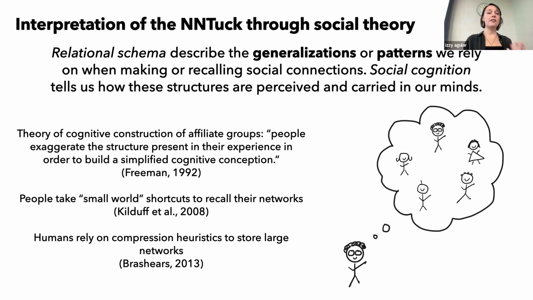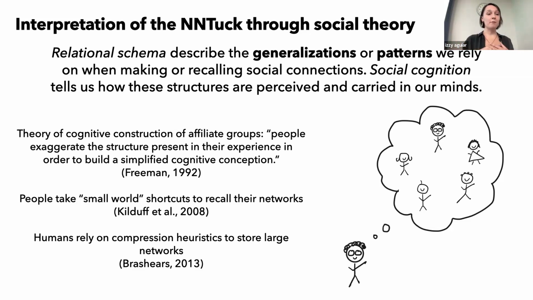And social cognition tells us how these structures are perceived and carried in our minds. In the data collection of cognitive social structures, we're asking every single person in a network to say what they think the network looks like, to recall who they think is connected to whom. And there's been a lot of research on people using different compression heuristics to recall and store large networks. For example, in this Brashears paper in 2013, they found that people necessarily rely on some sort of compression heuristic or schema or rule to carry large networks in their minds.